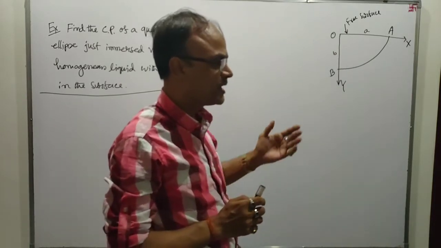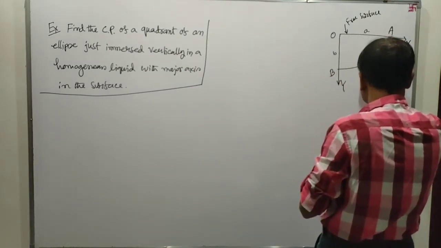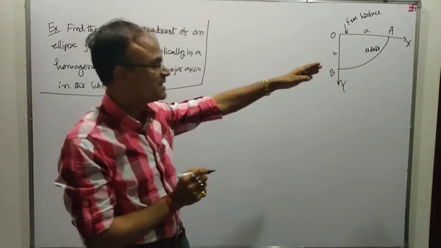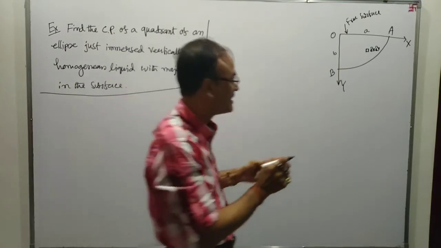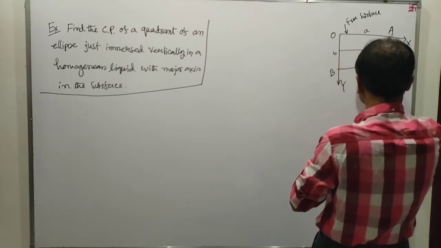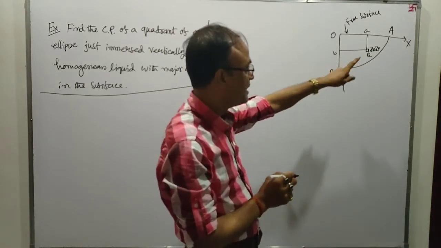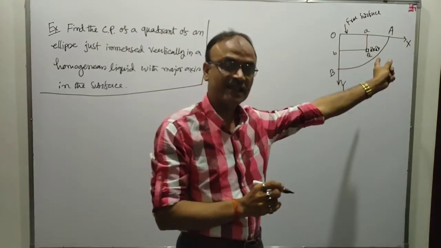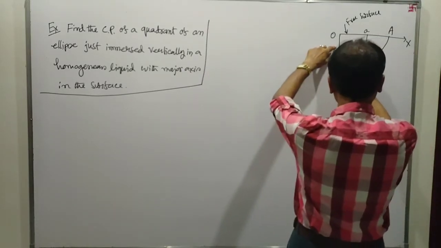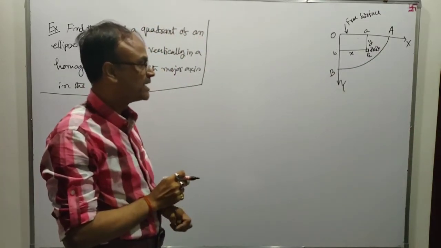This is the case. Now suppose Q is a point and we consider an elementary area, delta x delta y, whose coordinates are x, y, referred to the coordinate axes OX, OY. Consequently, this distance will be equal to x, and this distance will be equal to y.